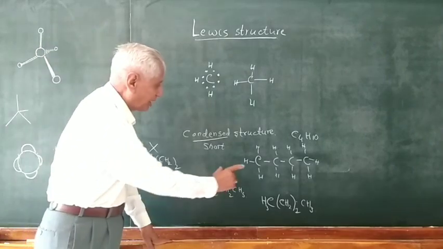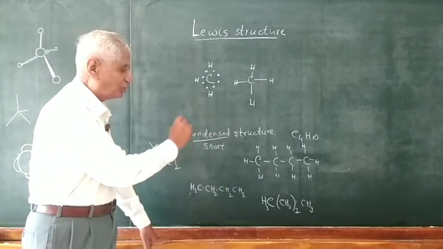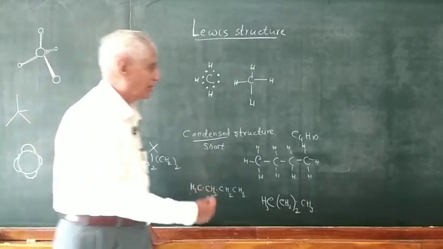So this is called condensed structure. Condensed means a short structure. Suppose you have a compound like this.